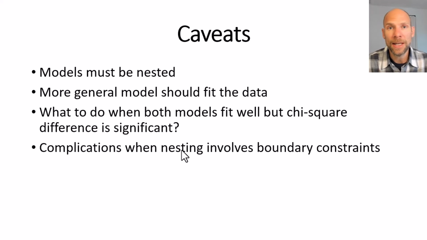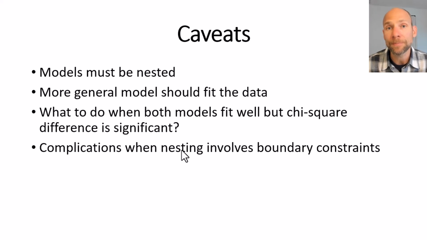Also, some complications can arise when you have models that are nested, but the nesting is due to so-called boundary constraints. One example would be in our two-factor model that I showed you here, when we constrain the correlation between the two factors to 1. That's often something that's of interest, where people want to know, is there discriminant validity between F1 and F2, and they want to constrain the correlation between F1 and F2 to 1 and test that against a model that leaves the correlation freely estimated. So model A would be one where the two factors are just simply freely correlated, as in our example.